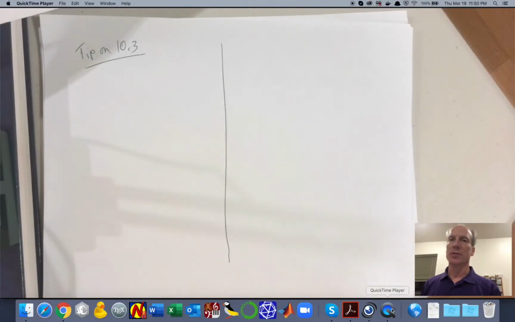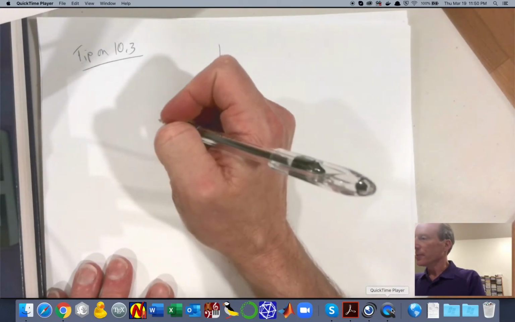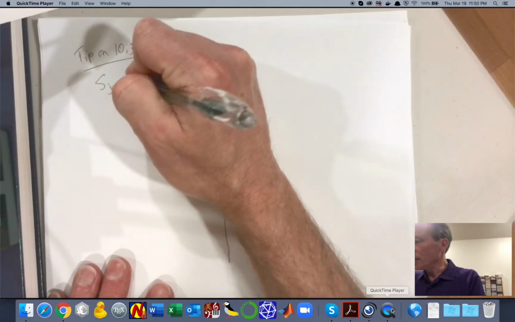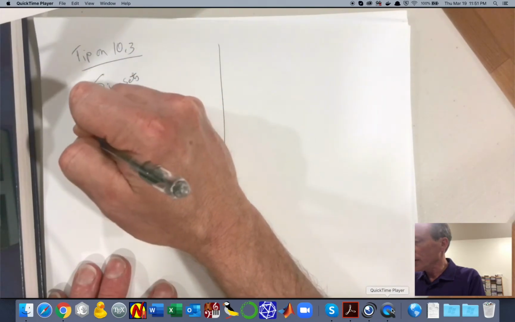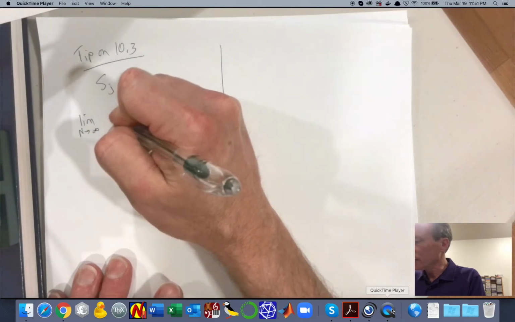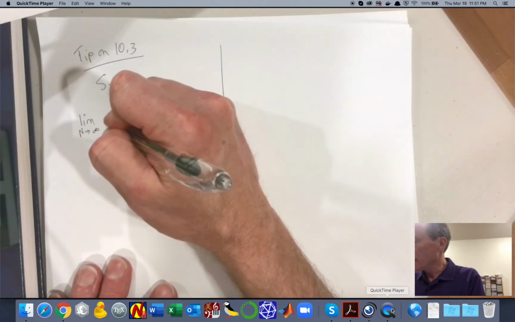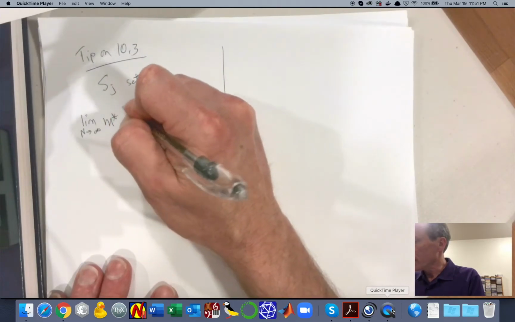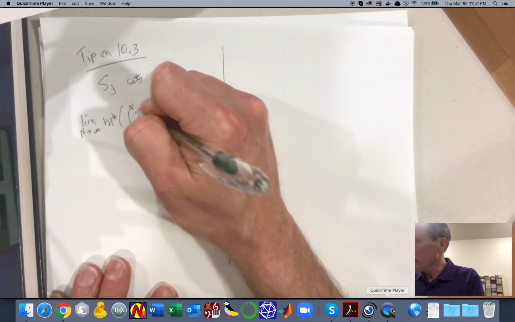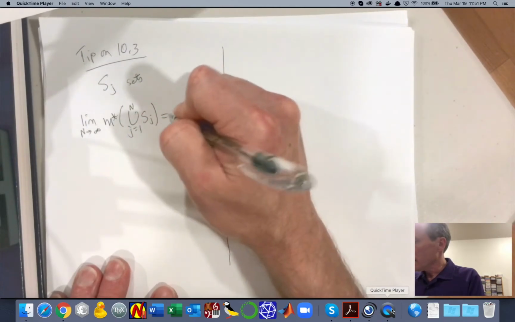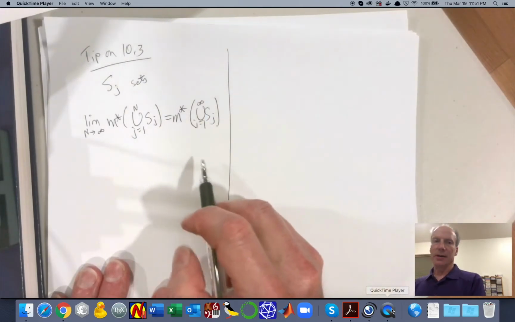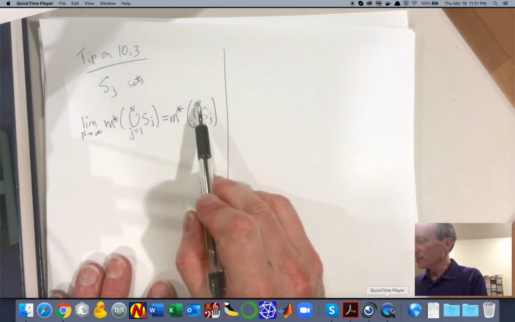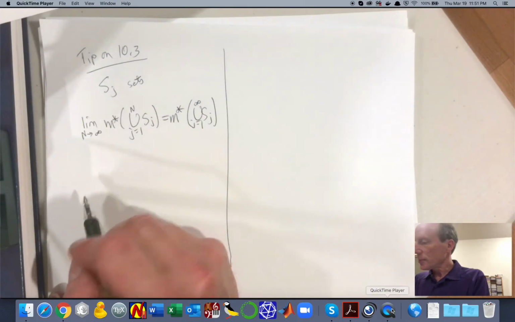Tip on 10.3, because there was a subtle point that a lot of people missed. And I'll show you what that was. So there were a bunch of sets Sj, and at some point in the proof you needed to have that the limit as n goes to infinity of the outer measure of the union from j equals 1 to n of Sj was equal to the outer measure of the union from j equals 1 to infinity of Sj. They're not necessarily the same thing, because, anyway.